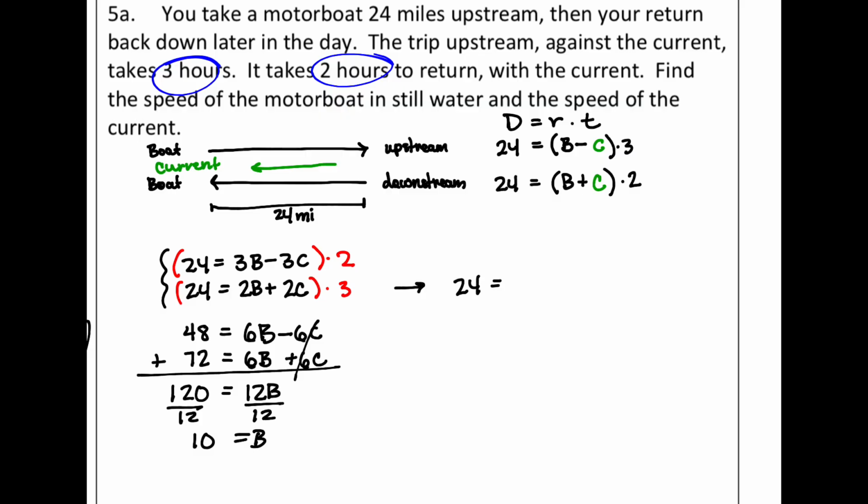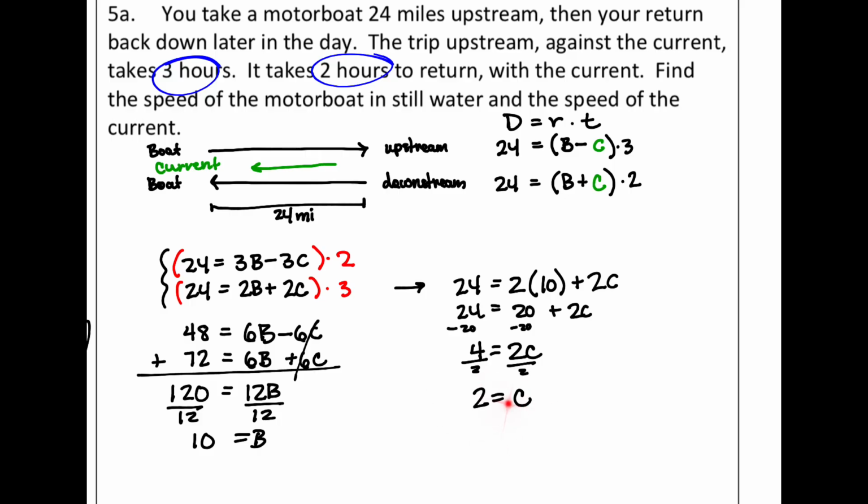24 is equal to 2 times B, which is 10, add 2 times C. So 24 is equal to 20 plus 2C. Minus 20 from both sides, and I get 4 equals 2C. Divide both sides by 2, and it seems to have worked quite well, where the current is much slower than the speed of the boat. If you got it backwards and the current was faster than the boat, there's probably a problem.